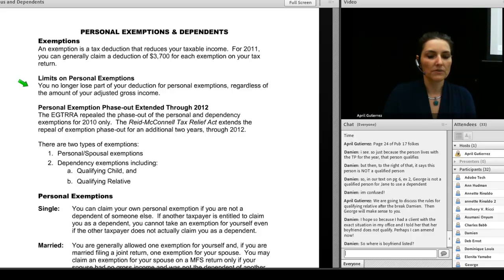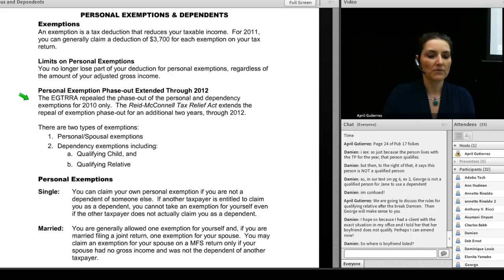You no longer lose part of your deduction for personal exemptions regardless of the amount of your adjusted gross income. And that has to do with EGTRA. It was one of the acts passed under George Bush, and it led to a phase-out of the reduction of the personal exemption and dependency exemption deduction, and it's phased out for an additional 2 years through 2012.